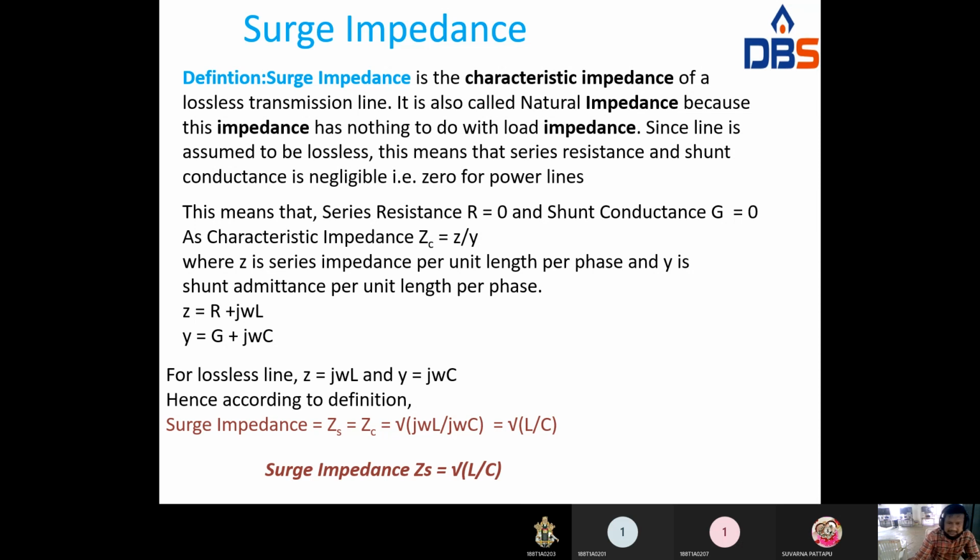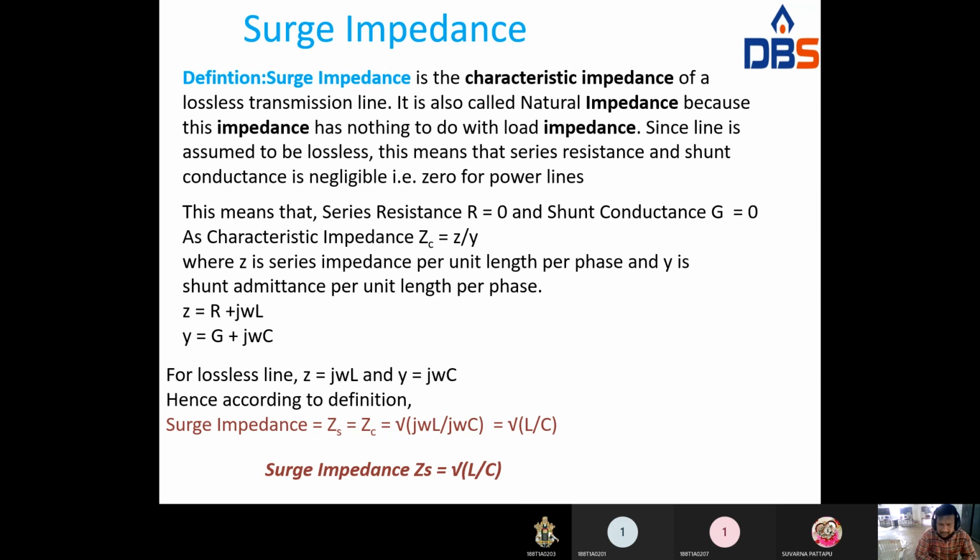Generally it is calculated per unit length. So Z is equal to R plus j omega L. This is the transmission line impedance, and this is the capacitive effect, the admittance: Y is equal to G plus j omega C. And Z is equal to R plus j omega L. Now consider a lossless transmission line, where the resistance and conductance are zero. That is, R is equal to zero, G is equal to zero. Substituting these values in the above equations, Z is equal to j omega L, Y is equal to j omega C.